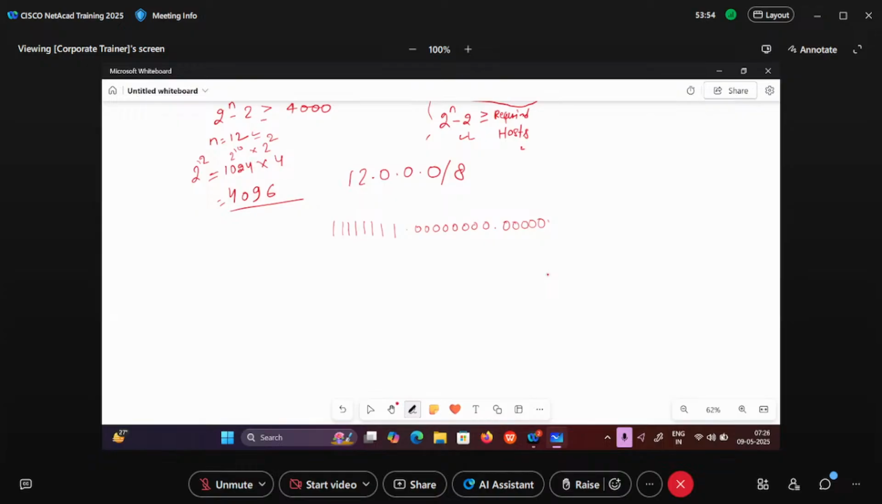We have to make 12 bits 1: 1, 2, 3, 4, 5, 6, 7, 8. So 8 from this octet and 4 from this octet. In this octet, fix the first 4 bits as 1 and the remaining bits make 0. So what value will we get? 1, 1, 1, 1, and the rest 0s. And here it will become again 1s, and this is the 0 values.